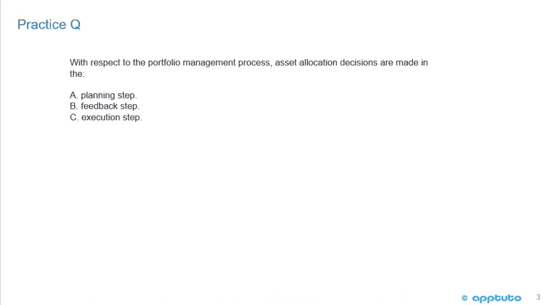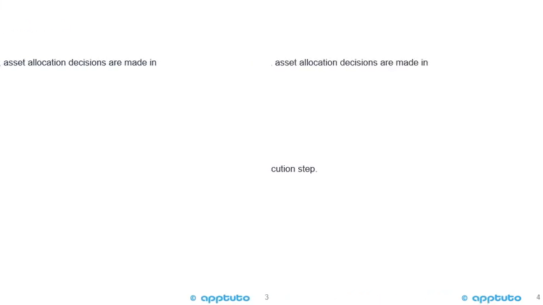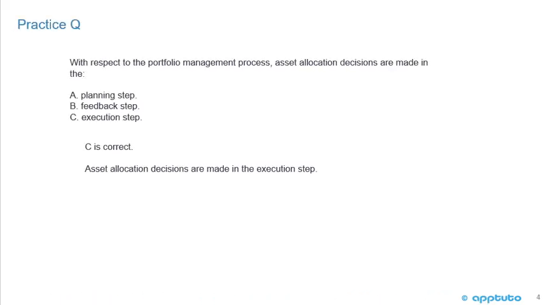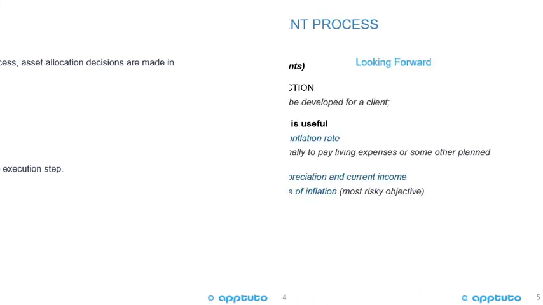So a quick little question to check our understanding. With respect to the portfolio management process, asset allocation decisions are made in the A, planning step, B, feedback step, or C, execution step. Well, that was a pretty easy question. The correct answer is C. Asset allocation decisions are made in the execution step.